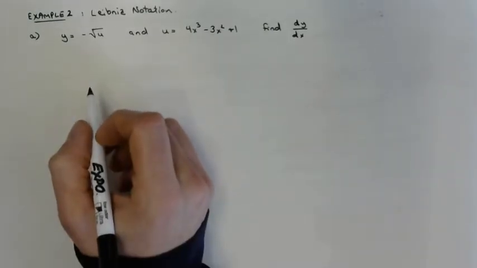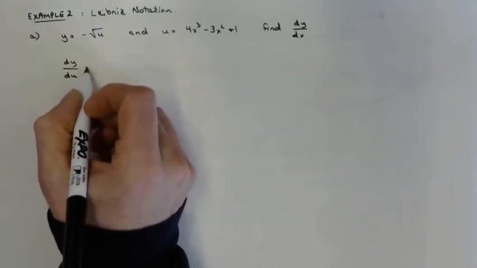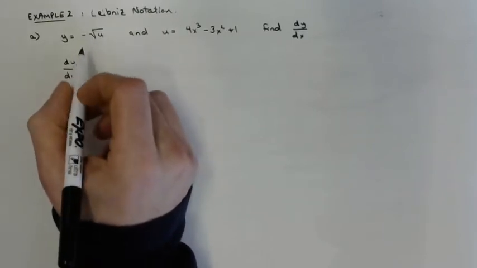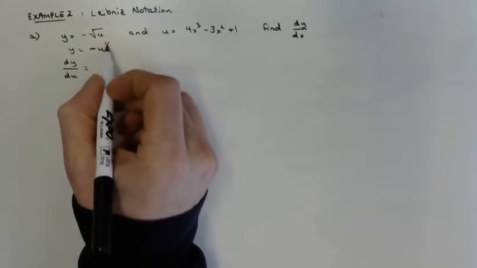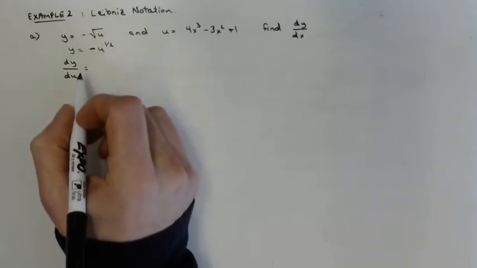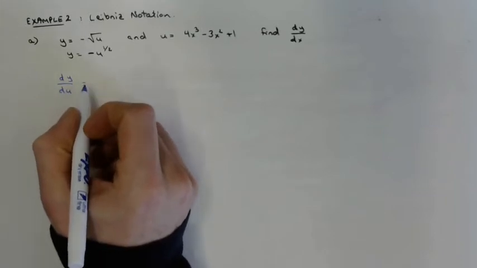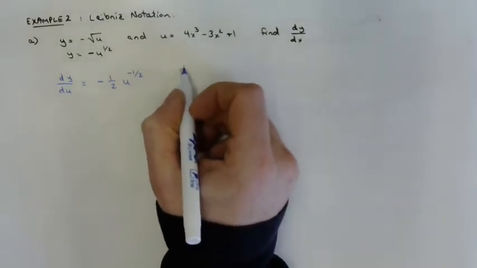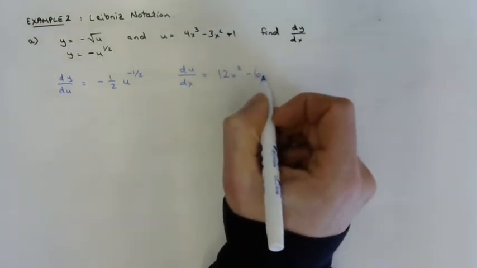So same thing is going to happen here. We're going to first find dy by du, which is the derivative of the function y with respect to u. First, what's easiest is probably to take y and express the square root as an exponent of 1/2. Then we can see that the derivative dy by du is negative 1/2 u to the power of negative 1/2, and the derivative du by dx is 12x squared minus 6x.